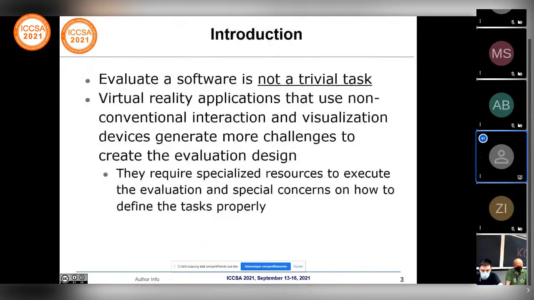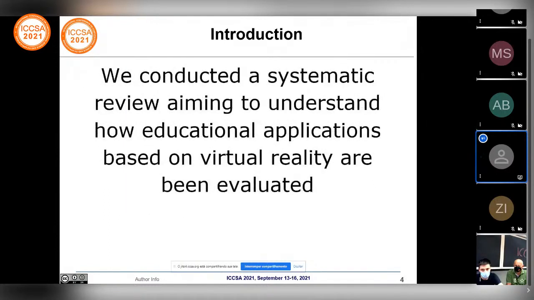In general, evaluating software is not a trivial task. In the case of virtual reality applications that use non-conventional interaction and visualization devices, more challenges appear. Virtual reality applications require specialized research to execute the evaluation and special concerns on how to define the tasks properly. This paper aims to present a systematic review to understand how educational applications based on virtual reality are being evaluated.